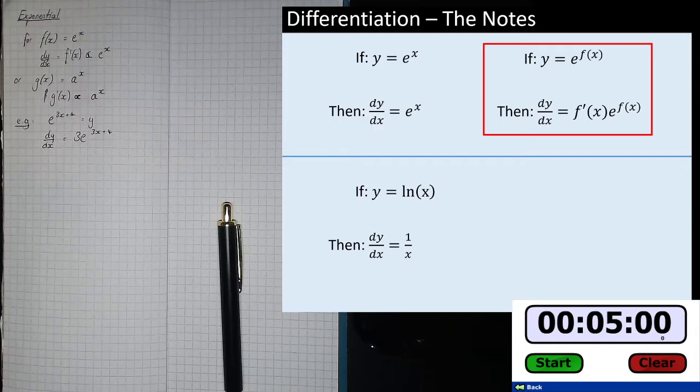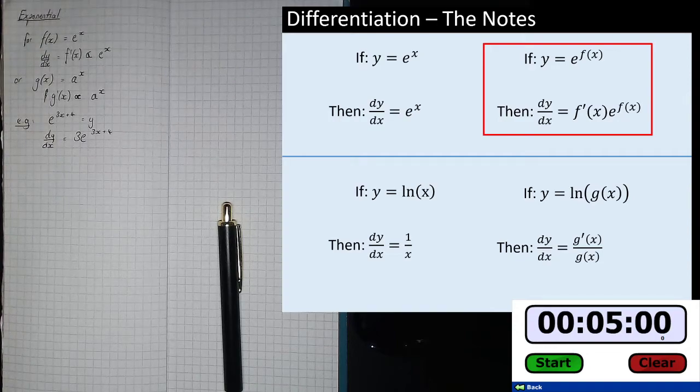Okay, again, we can generalize this, and these generalizations are really important. They will help us speed up some of our differentiation and integration later on. So if we have y is ln of a function of x, then dy by dx will be the derivative of that function over the function as it was, okay?